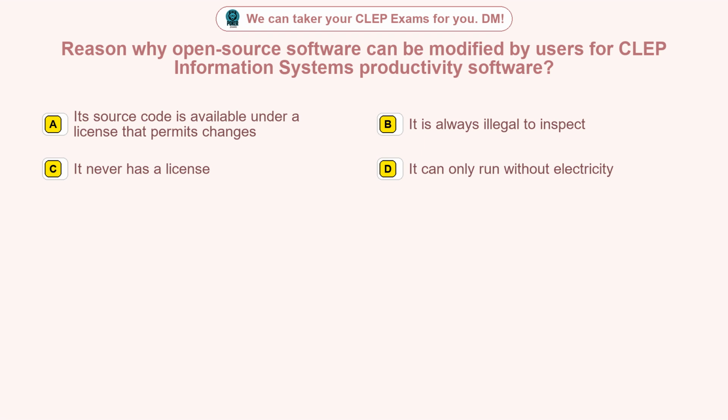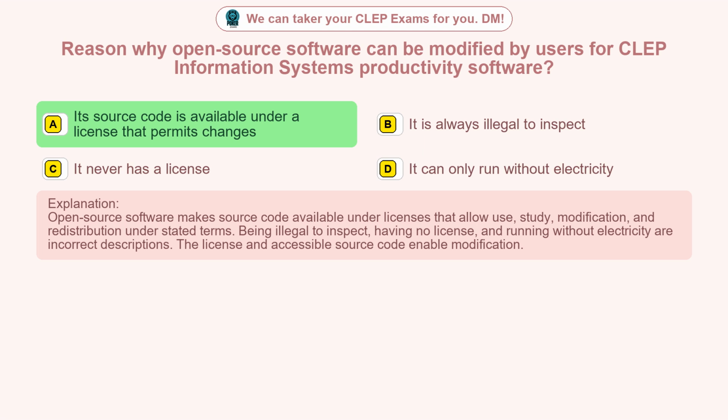Option B. It is always illegal to inspect. Option C. It never has a license. Option D. It can only run without electricity. The correct answer is option A. Its source code is available under a license that permits changes. Open source software makes source code available under licenses that allow use, study, modification, and redistribution under stated terms. Being illegal to inspect, having no license, and running without electricity are incorrect descriptions. The license and accessible source code enable modification.